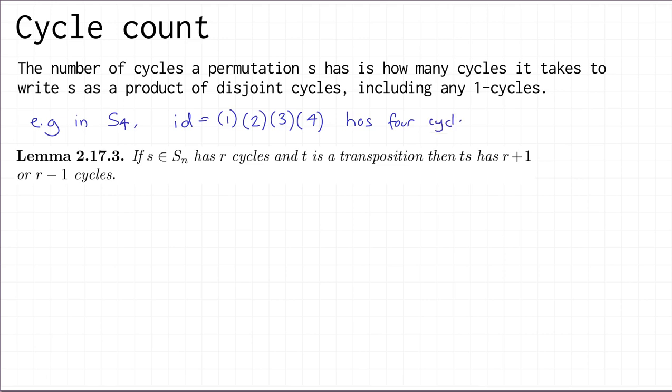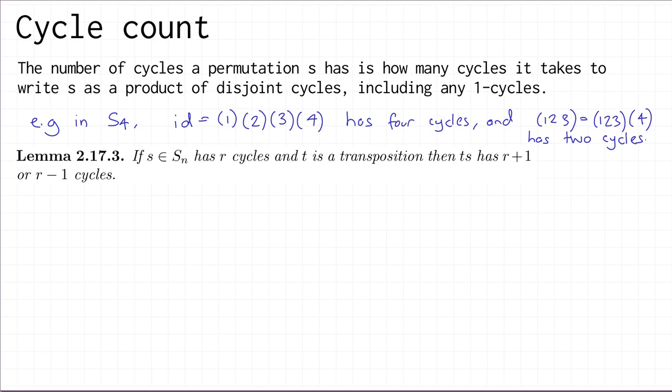And if instead we talked about 1, 2, 3, so the 3 cycle 1, 2, 3, if we wrote out the full disjoint cycle decomposition, it will be 1, 2, 3, and then 4. So this would have 2 cycles. So when we talk about the cycle count, or how many cycles a permutation has, then we are counting all of the cycles in its disjoint cycle decomposition, including any 1 cycles that happen to be there.